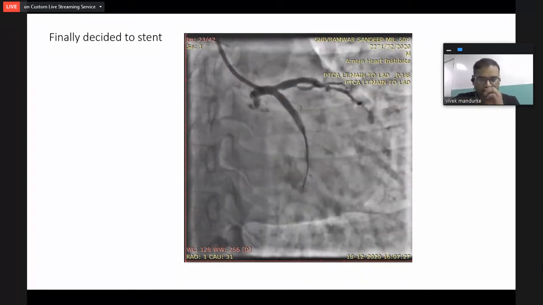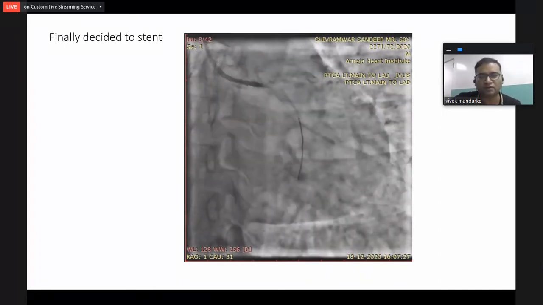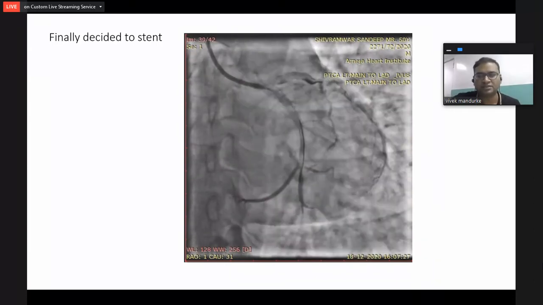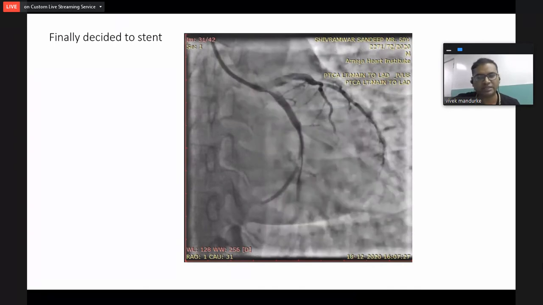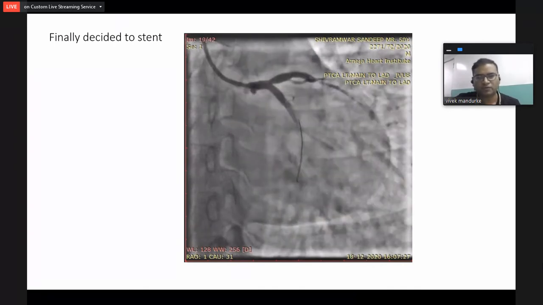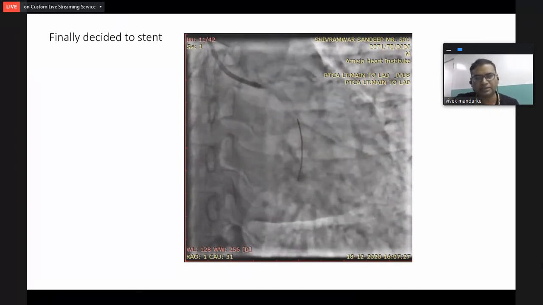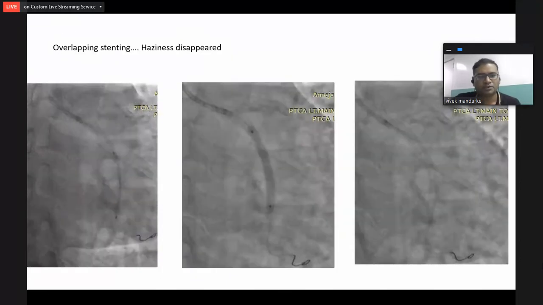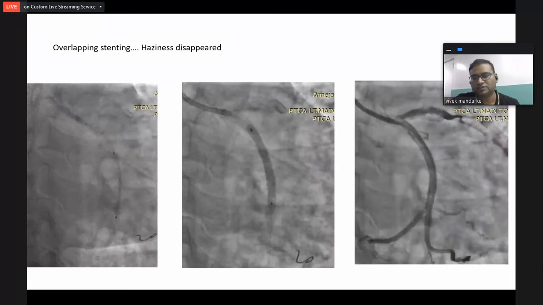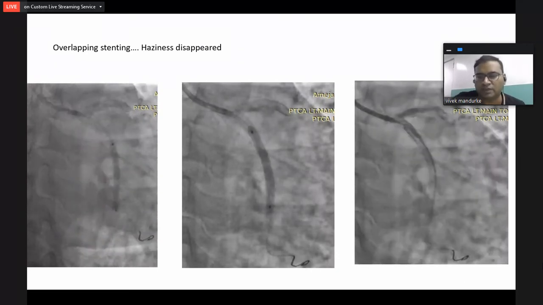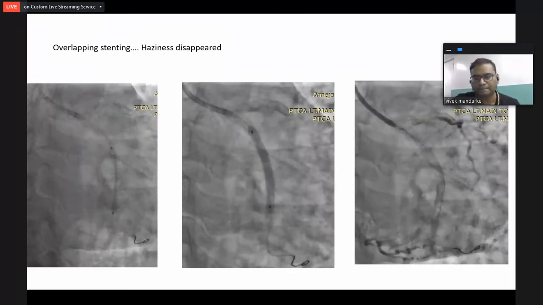We were initially hesitant to put a stent because the first stent did not work for us, and we had to put this stent at just the nominal pressure, as we were not expecting any dissection. So finally we decided to stent this segment. With an overlapping stent we put, and with surprise, everything is gone. Flow is improved there.